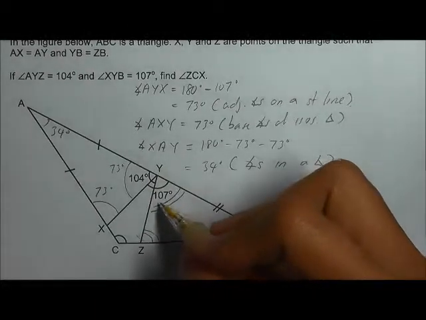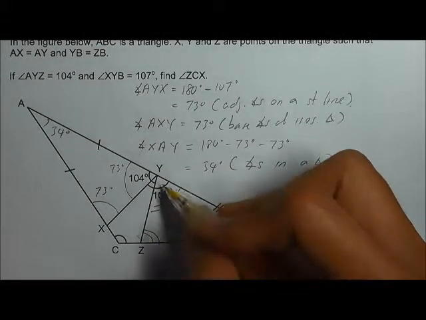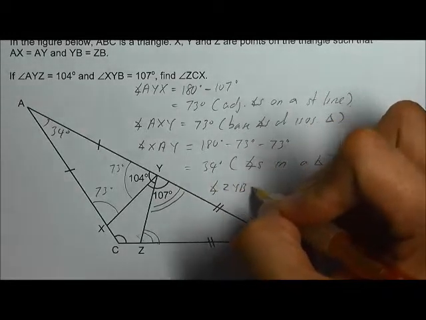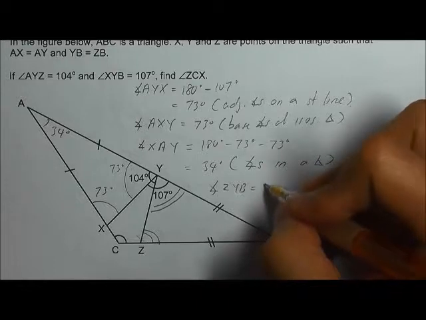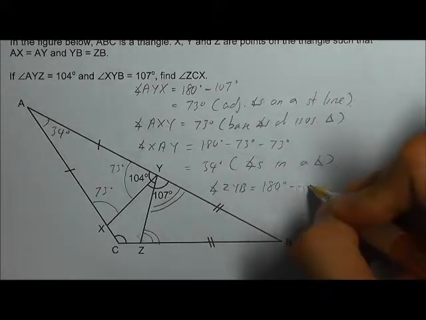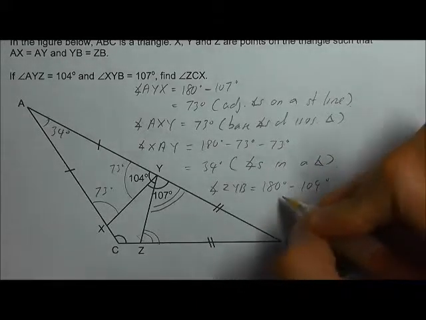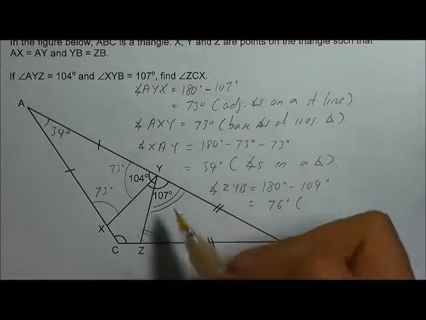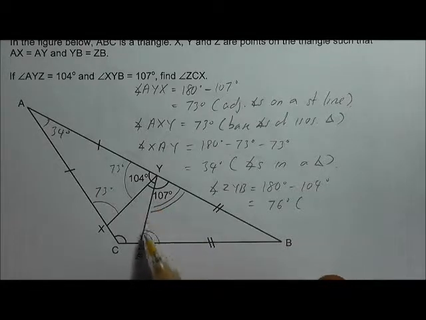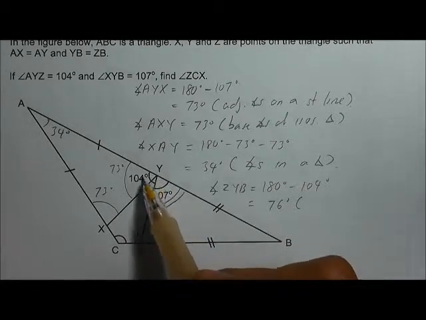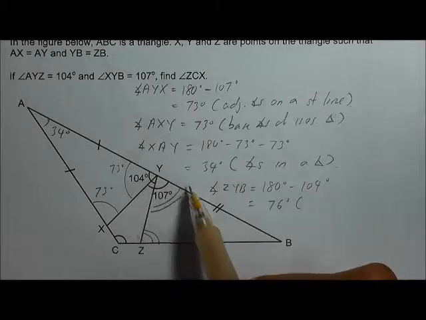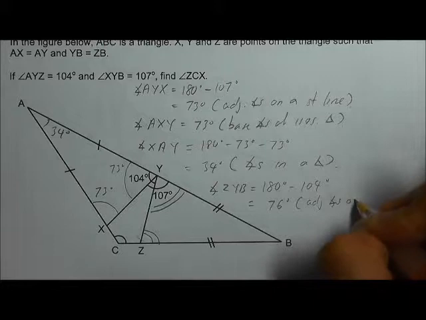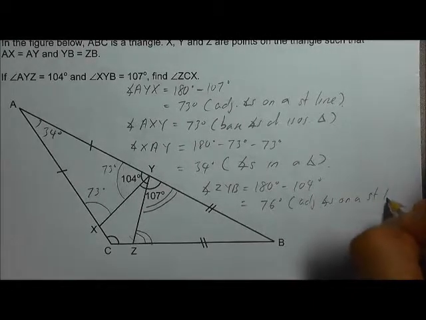Okay, next we can find what angle ZYB is. So angle ZYB is equal to 180 degrees minus 104 degrees. That will give us 76 degrees because this angle ZYB and 104 degrees are on a straight line. So this is due to adjacent angles on a straight line.